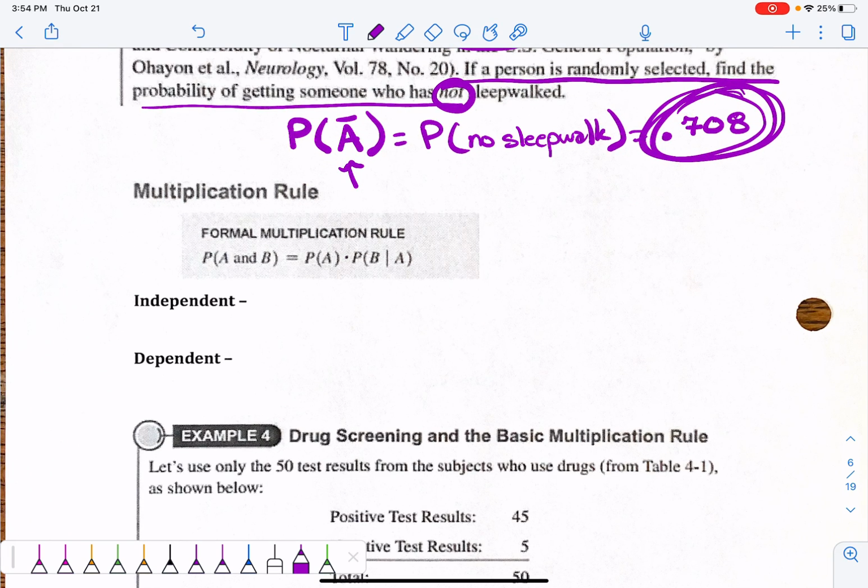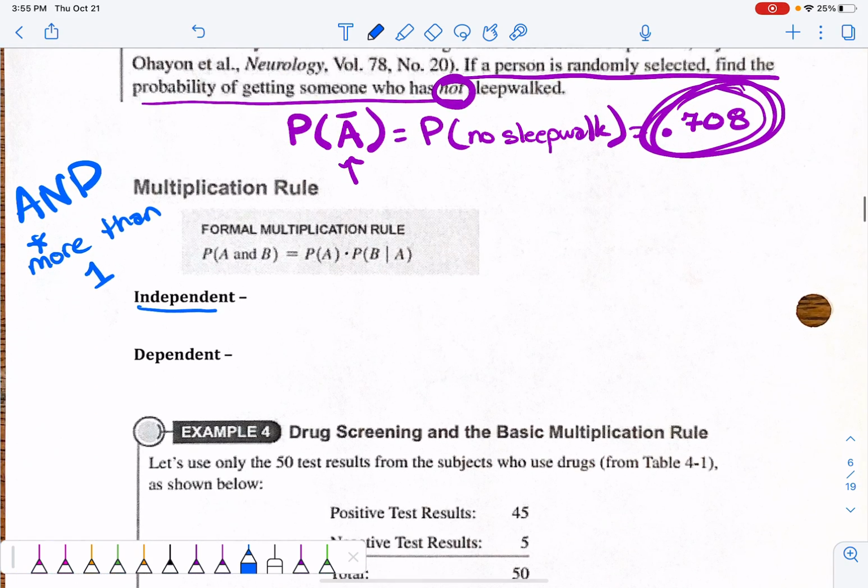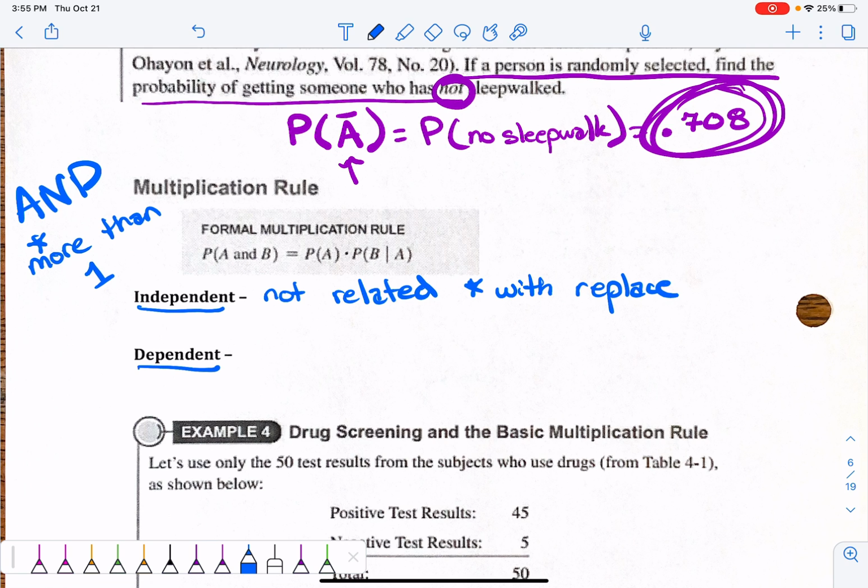Down here, this is multiplication. We talked about it at the beginning. These are the and statements. These are the more than one things happening. And the thing that you have to worry about, like up here with addition we had to worry about whether they were exclusive or inclusive, here you have to worry about whether they are independent events or dependent events. Independent means they're not related. And a lot of times you will see the words with replacement on independent events.